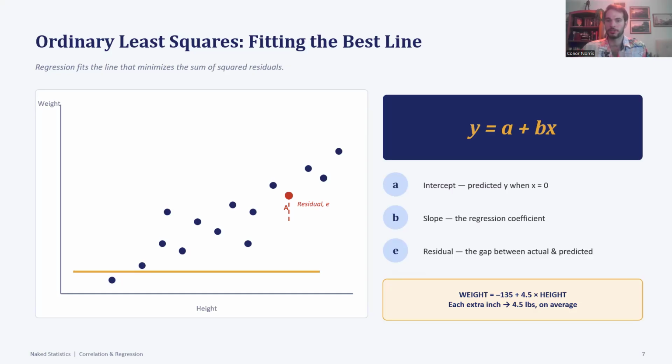The result is a regression equation, so y equals a plus b times x. Using height and weight from the Changing Lives study, the equation comes out to weight equals negative 135 plus 4.5 times the height in inches. We call that 4.5 the regression coefficient. The regression coefficient, that 4.5, tells us that each additional inch of height is associated with 4.5 additional pounds on average.